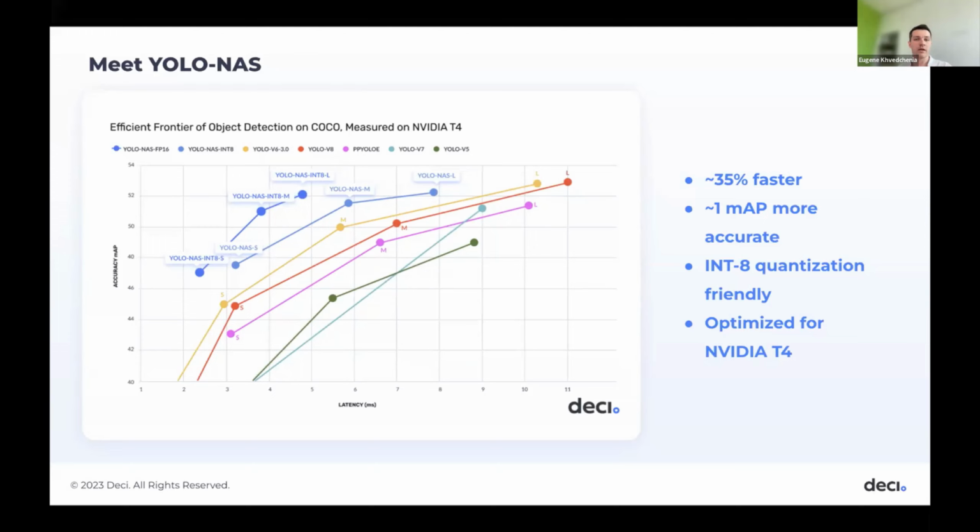provide you better accuracy while being faster than their competitors of the same size. Roughly, it's 35% faster and provides 1 point of AP increase, and it is also very quantization friendly, meaning that when you convert your model to int8 mode, it doesn't lose much accuracy. In fact, it loses way less accuracy than other models do when we quantize them.